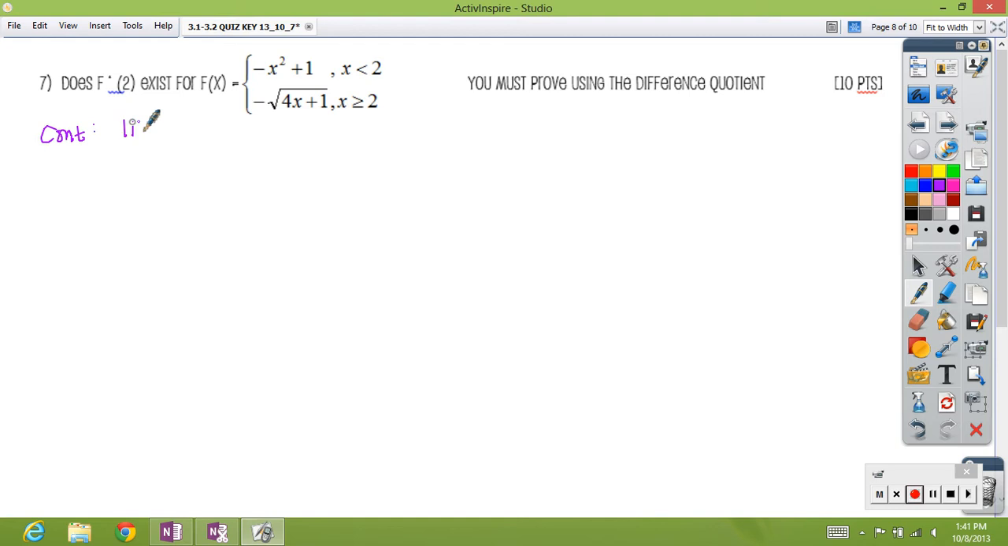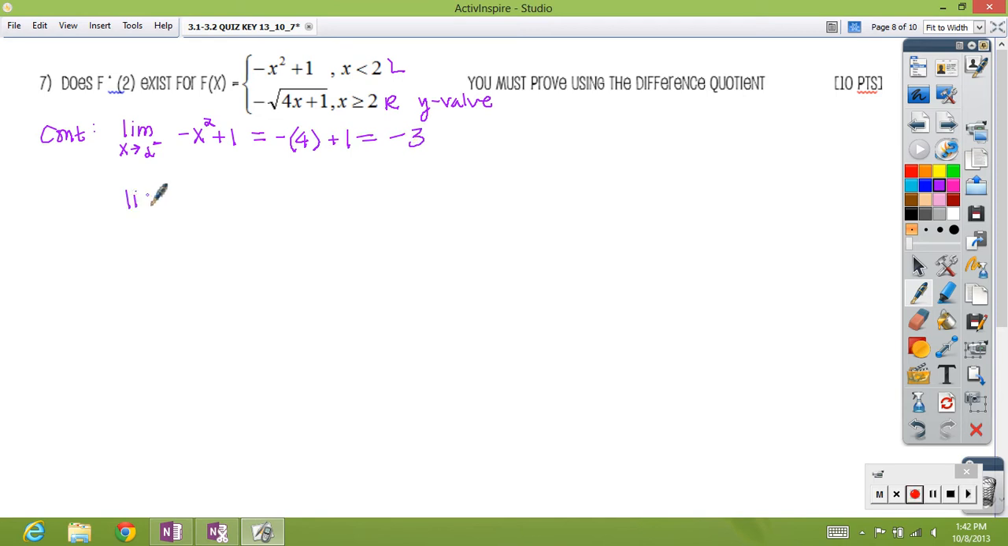So I need the limit as x goes to 2 from the left. Having some trouble here. That would be negative x squared plus 1. This is the left side, this is the right side, this is also the y value. And that gives me negative 4 plus 1, which is negative 3.